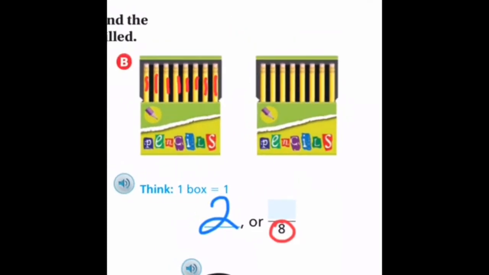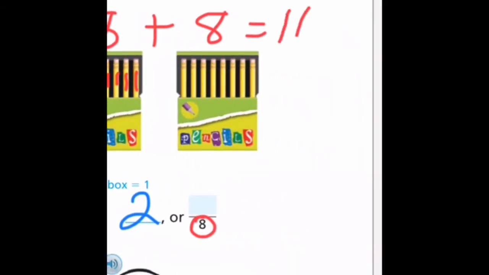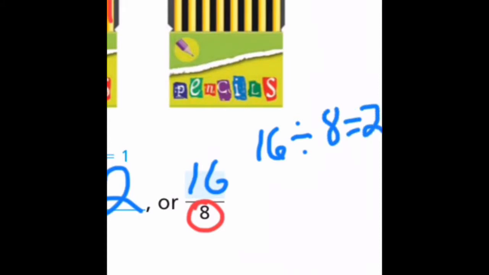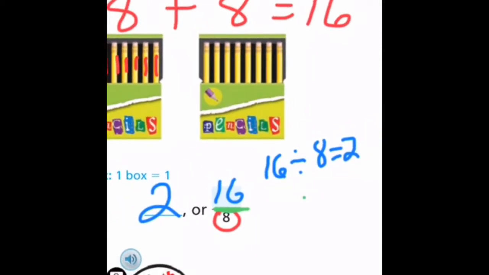And then we just have to count them all. We have 8 here, and we have 8 here. That equals 16. So our top number is 16. And again, 16 divided by 8 equals 2. Okay, remember that fraction bar means division, right? 16 divided by 8 equals 2. So 2 boxes, or 16/8.